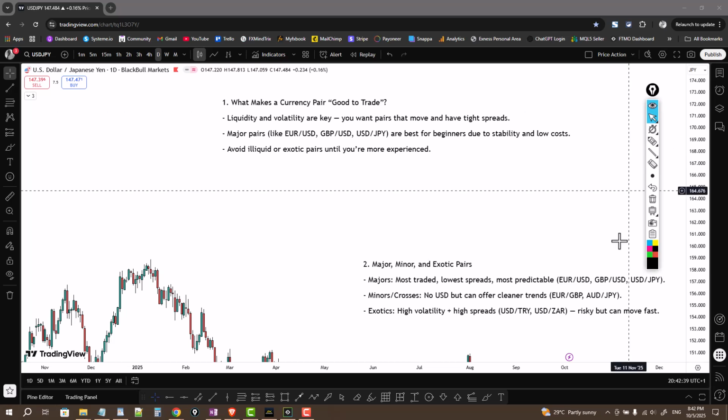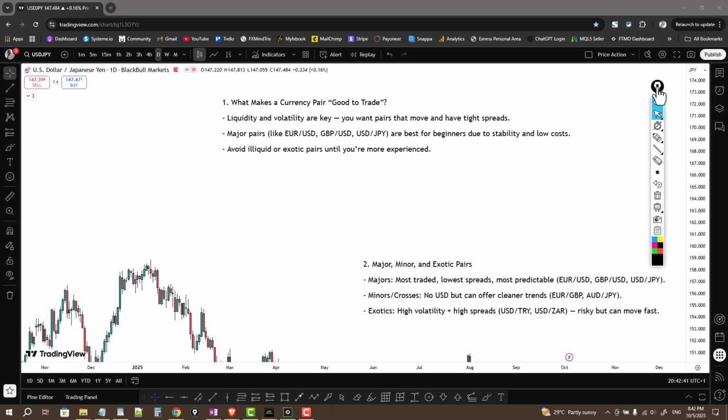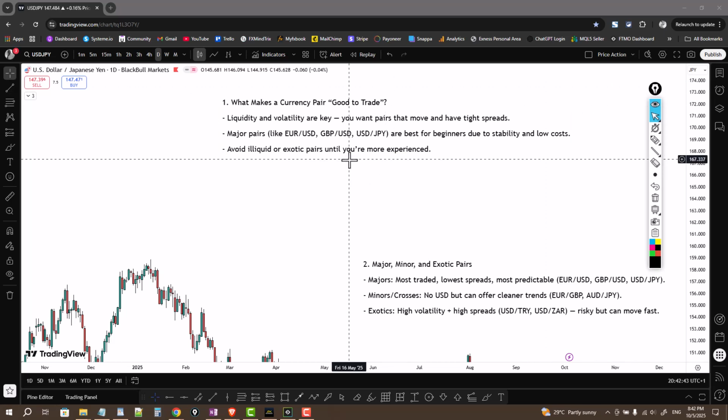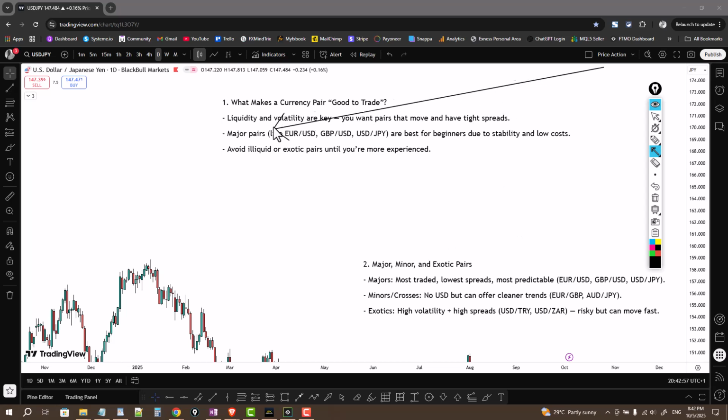So first things first. Number one is what actually makes a good currency pair, or what makes a currency pair good to trade. What criteria, what things should be considered when you're about to select a good currency pair to trade? Well, number one is you need to find currency pairs that have high liquidity and volatility.